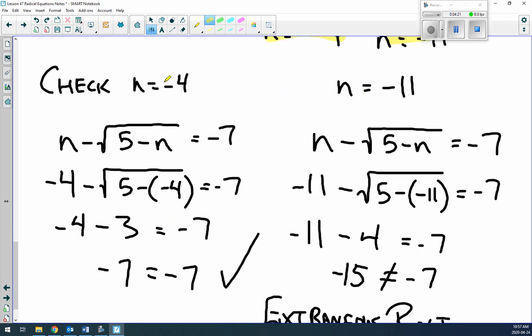So we plug in n equals negative 4. We plug it into the original. We see the left side equals the right side. Negative 7 equals negative 7 when we do all the math.